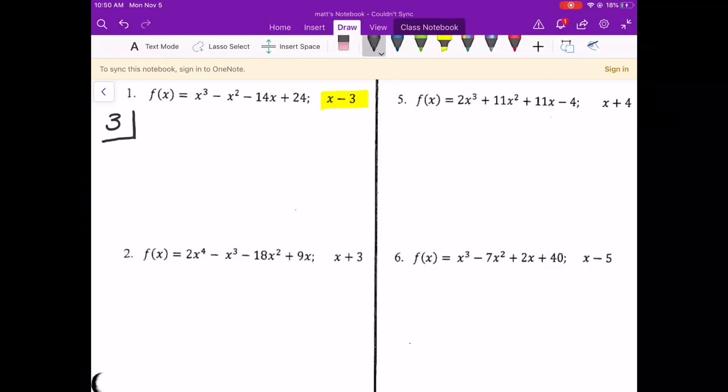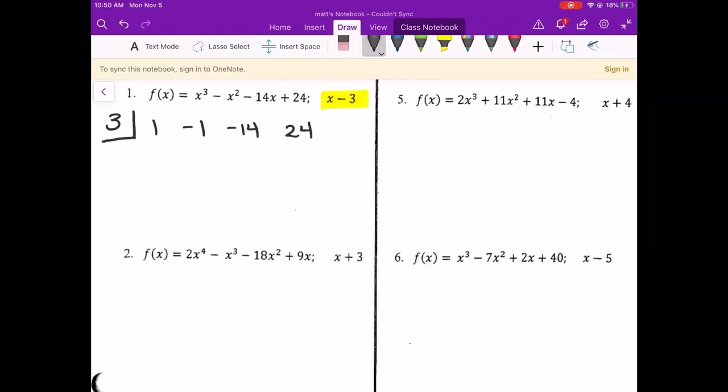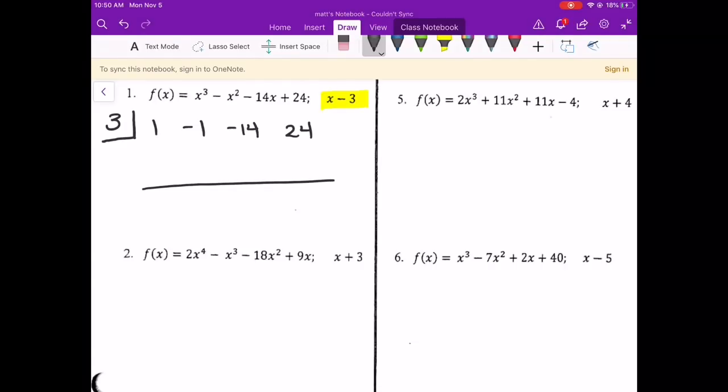And now I'm going to take the coefficients from each of the terms of the polynomial. That's the number in front of the variable. Now, really important to be able to do this correctly, you've got to have this in order from the highest power down to the lowest power. All right, so that's what I've got here. 1, negative 1, negative 14, and 24. All right, so I'm going to leave some space here. Bring down my first number. 1 is just what I start with.